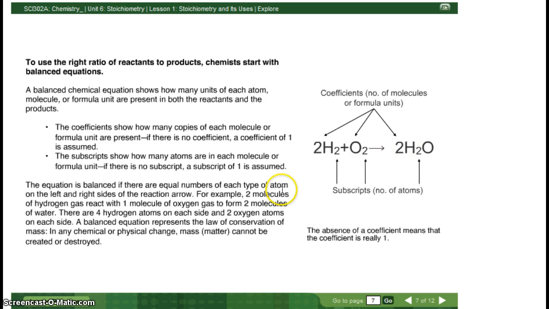We also know that there are 4 hydrogen atoms on each side, because 2 times 2 is 4. And there's 2 oxygens on each side. Again, we have to distribute this 2 over here, so there's 2 oxygen. A balanced equation represents the law of conservation of mass. In any chemical or physical change or reaction, mass or matter cannot be created or destroyed.